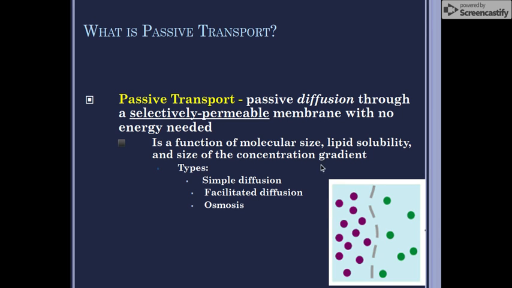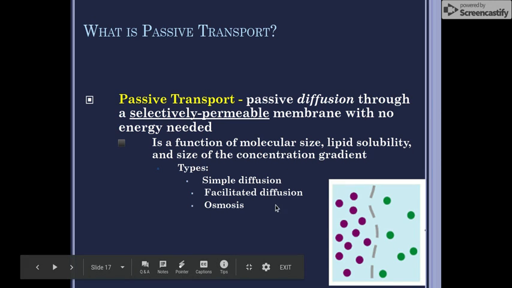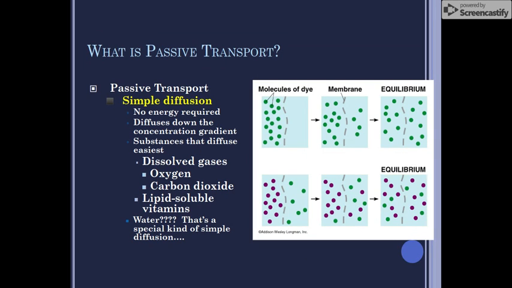And then also the size of the concentration gradient. If we're already pretty close to equilibrium, we're not going to see a lot of that movement. But if there's a clear gradient of very high concentration on one side of the membrane, low concentration on the other, we're going to see some of that movement, not requiring energy. So we've got our simple diffusion, which is movement from high to low concentration. We've got facilitated diffusion and osmosis as well, which we'll talk about on these next few slides.